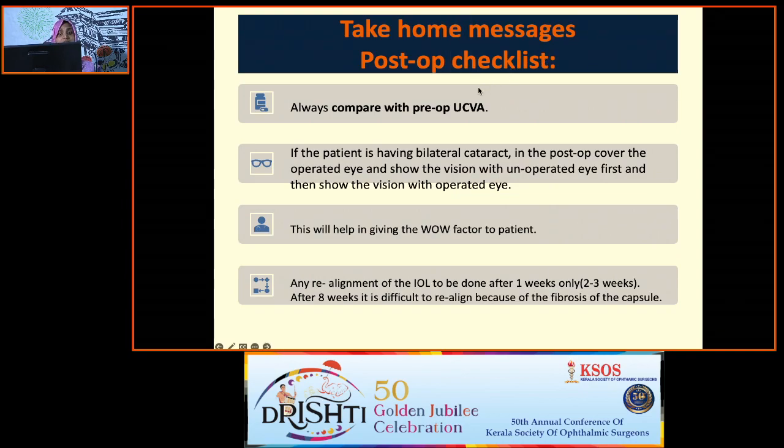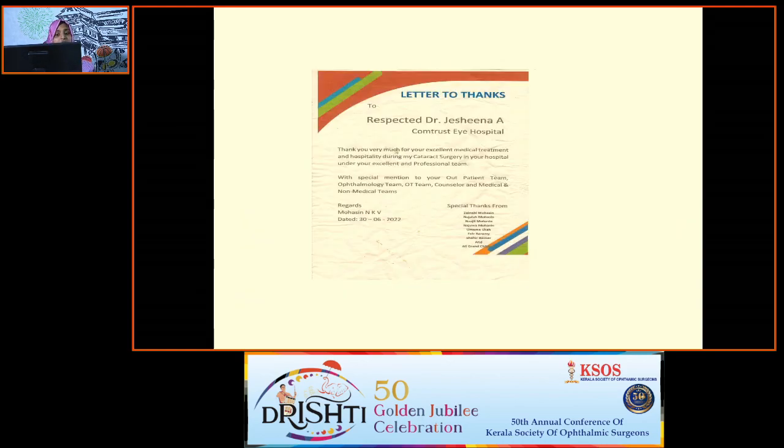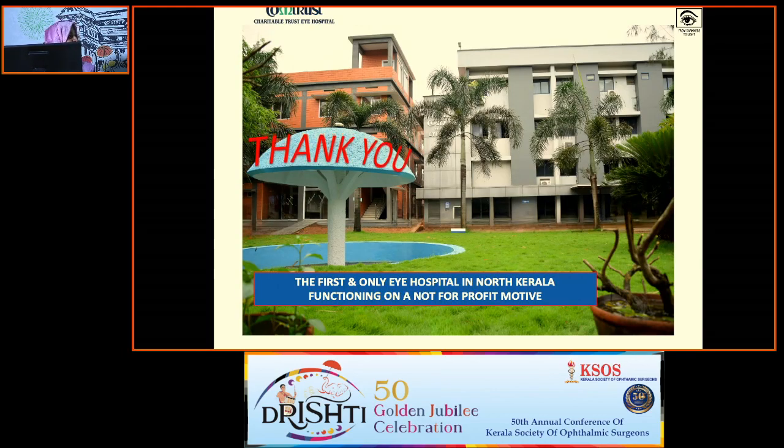So, take-home messages: always compare with pre-op UCVA. If the patient has bilateral cataract, in the post-op, cover the operated eye and show the vision in the unoperated eye first, then show the vision with the operated eye. This will give the wow factor to the patient. Any realignment of the IOL should be done after 1 week, or usually 2 to 3 weeks. After 8 weeks, it is difficult to realign because of fibrosis of the capsule. After a good post-op, when the patient is getting 6/6 vision without glasses, patients will be happy. We will also be happy. Thank you.